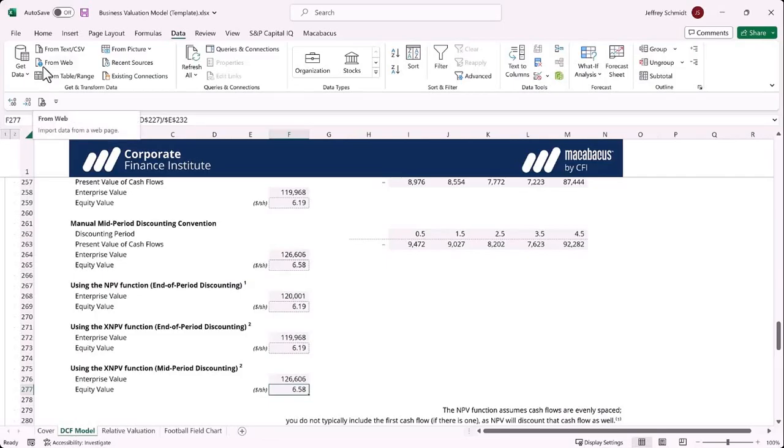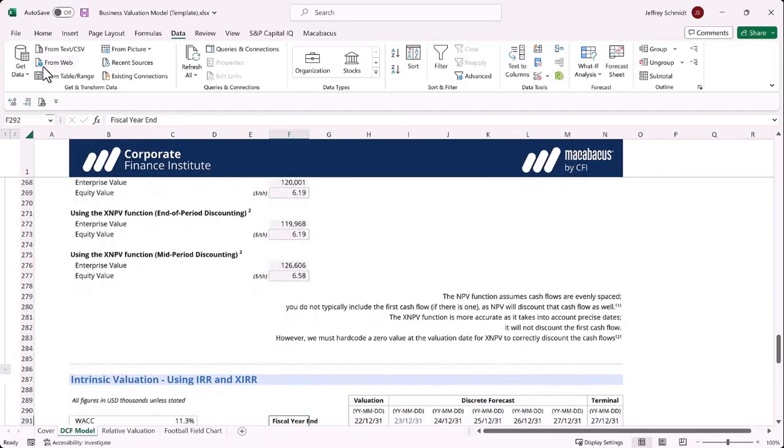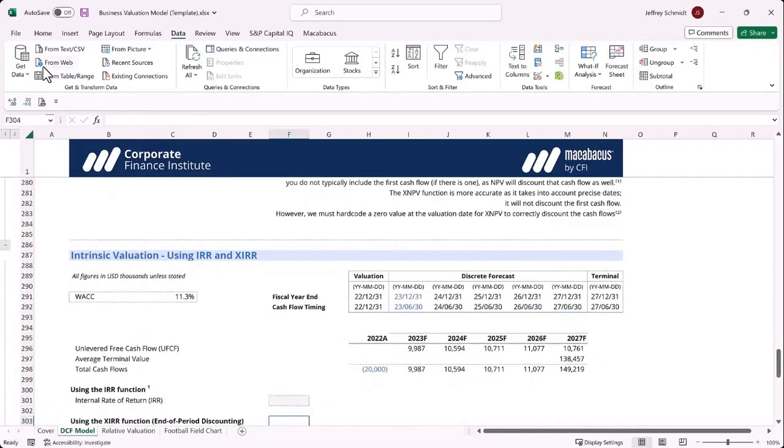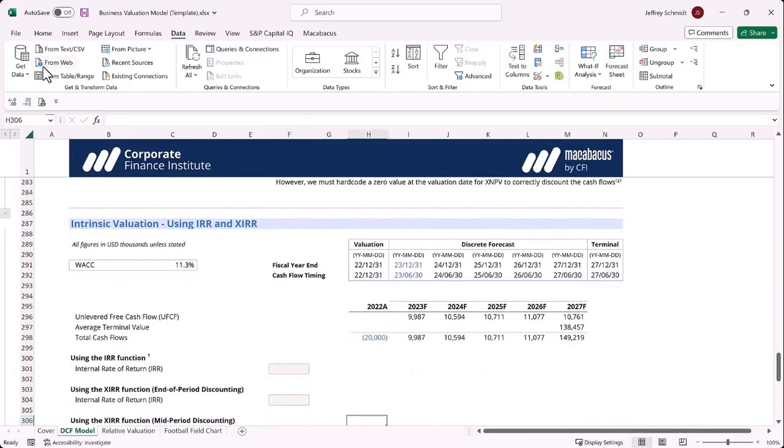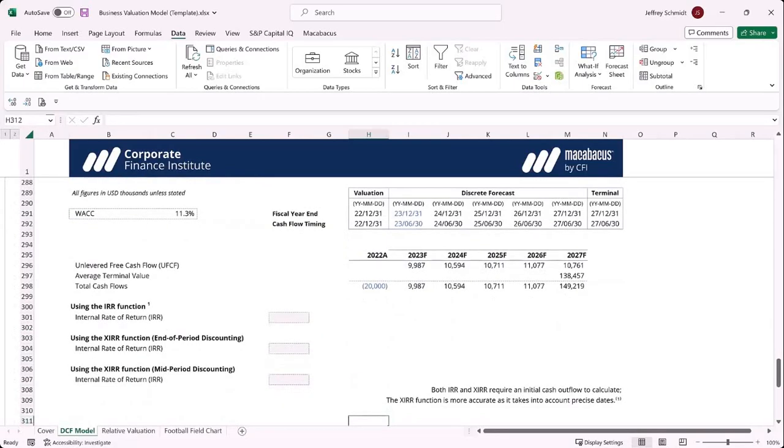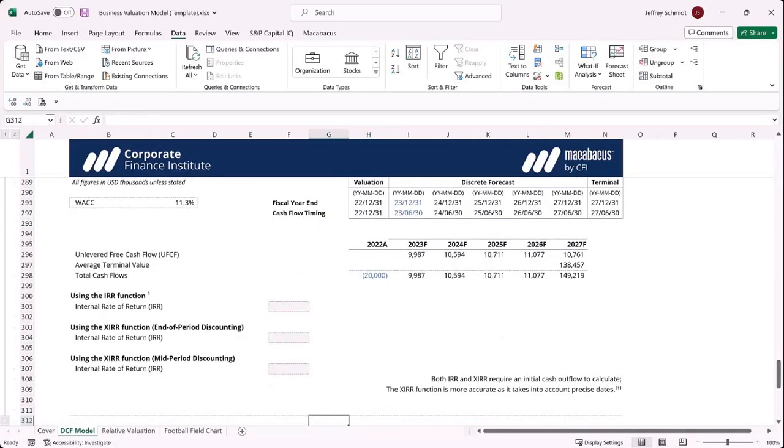And finally, let's talk about calculating the internal rate of return. So let's assume we are investing $20 million to purchase this company. Since we have a negative cash outflow, we can calculate the internal rate of return using the IRR function as well as the XIRR function. So go ahead and calculate the IRR using, again, the regular IRR function. Use the XIRR function with end of period discounting, and then use the XIRR function for mid-period discounting, and then we'll walk through this together.